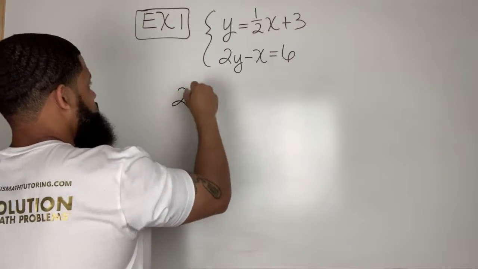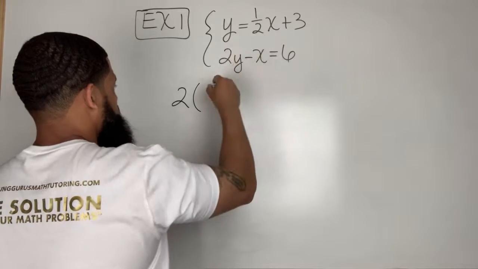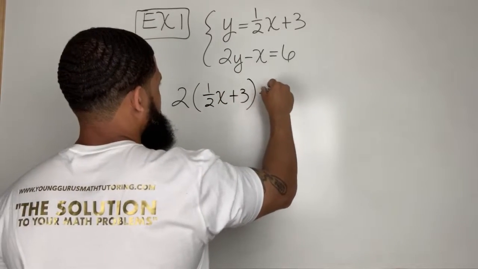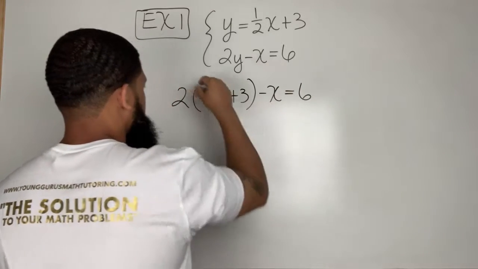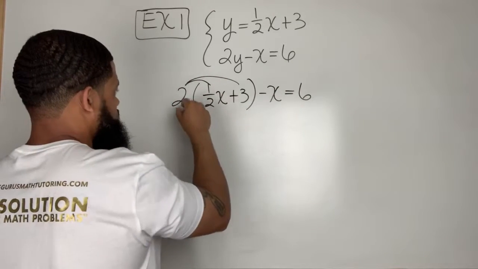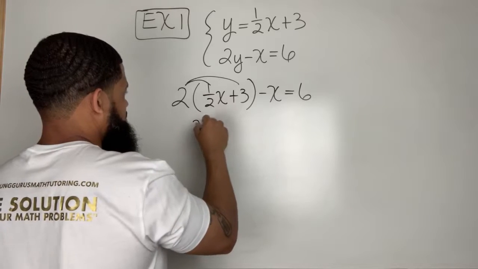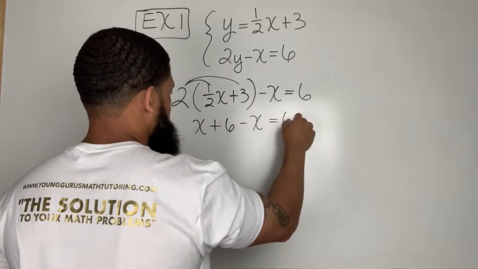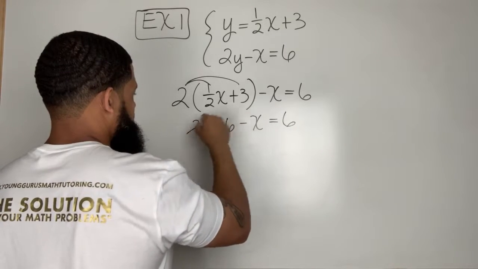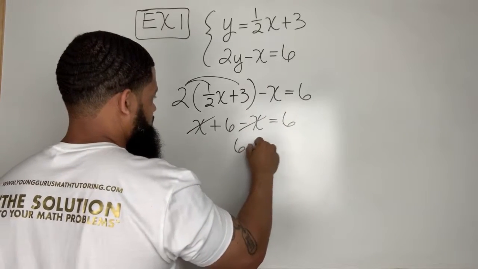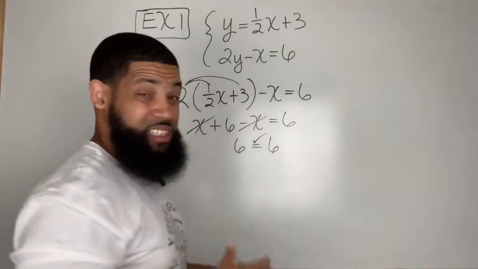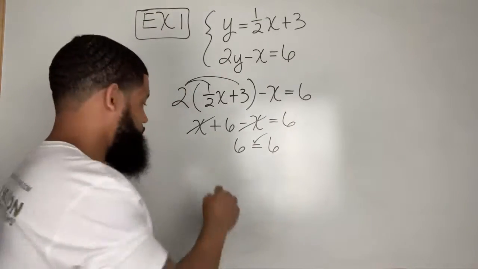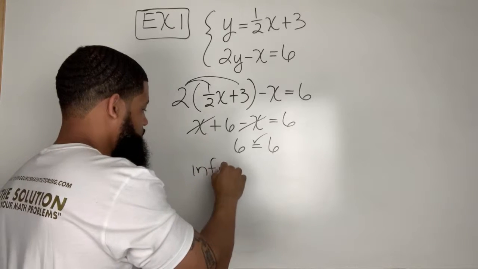So I'm going to say 2 times y is equal to 1/2 x plus 3, and then minus x equals 6. So distribute here. So 2 times 1/2 x is just x, plus 2 times 3 is 6, minus x equals 6. Well, x minus x is 0, so 6 equals 6. Now, since that is a true statement, that means there are infinitely many solutions.